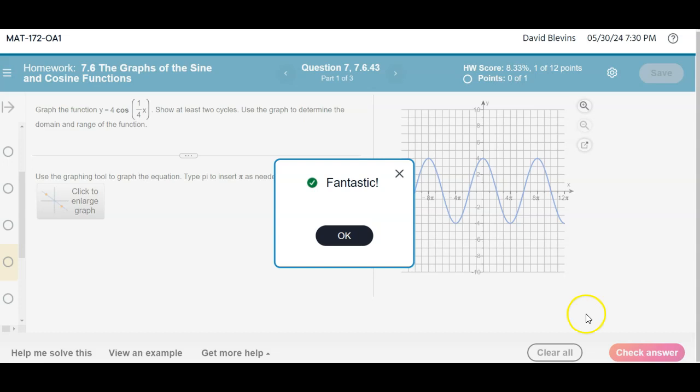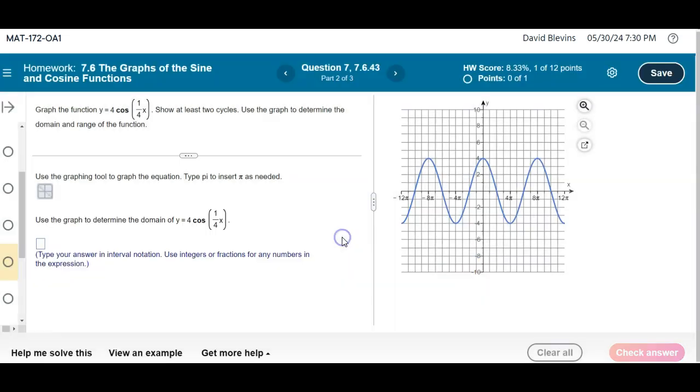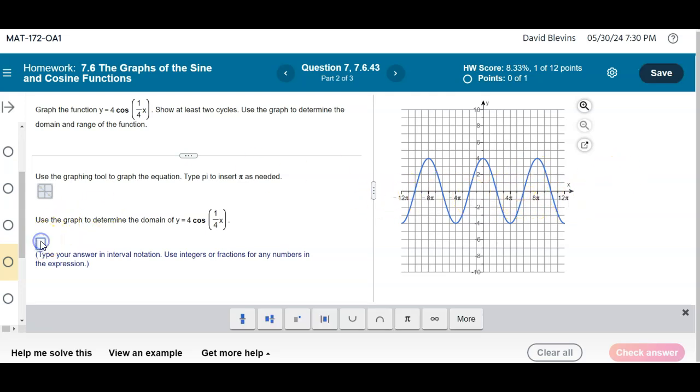And then it's going to ask me about the domain and the range. The domain of the function is what can go in for x, and you can see with this wave, the x-axis is just going to keep on going forever. This wave will never end. So that's -infinity to +infinity. So a parenthesis, negative infinity symbol, comma, and then close it.